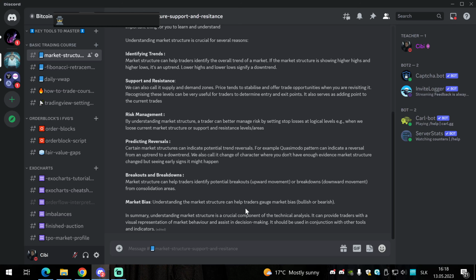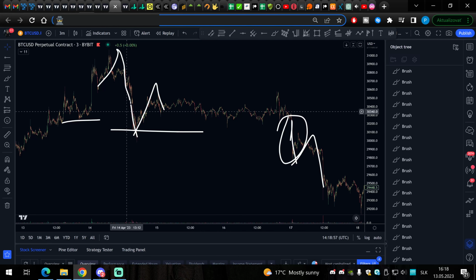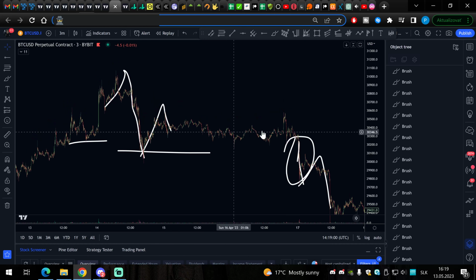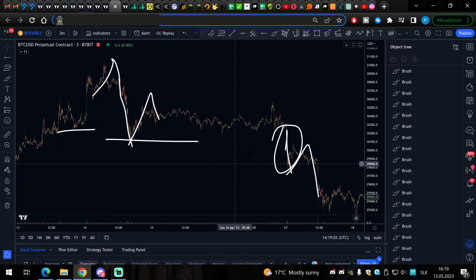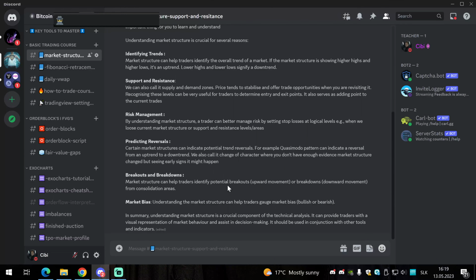Okay, market bias. Understanding the market structure can help traders determine market bias, bullish or bearish. You want to cooperate with market structure: until you have the uptrend you are bullish, until you have the downtrend you are bearish, until it changes, with the situations we just showed. If you are going sideways, in consolidation, you are neutral, you trade this range, and once the market picks direction, either it goes up or down, you either continue the downtrend or you start to create a new uptrend. So this is going to affect your bias, what's going to happen after consolidation.